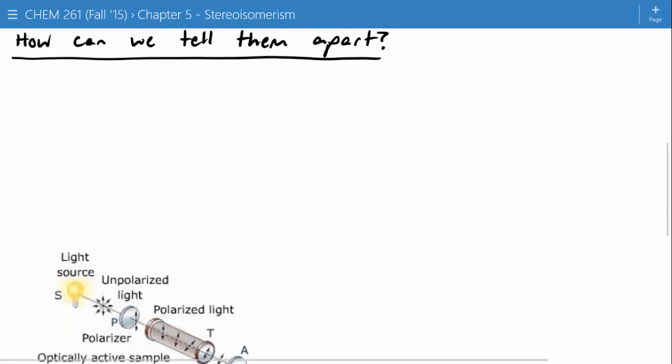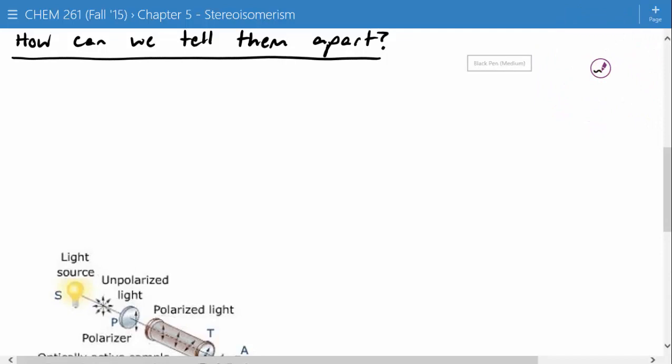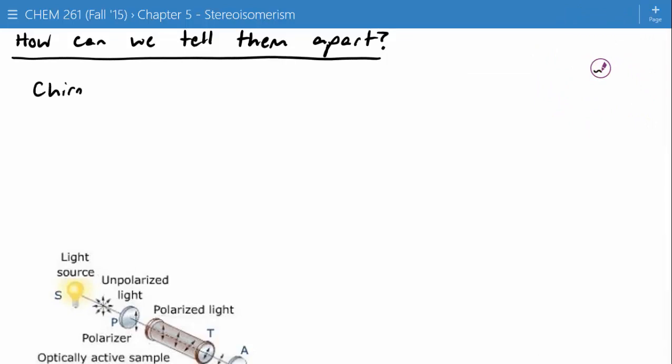All right, so how can we tell them apart? Chiral molecules rotate plane polarized light.